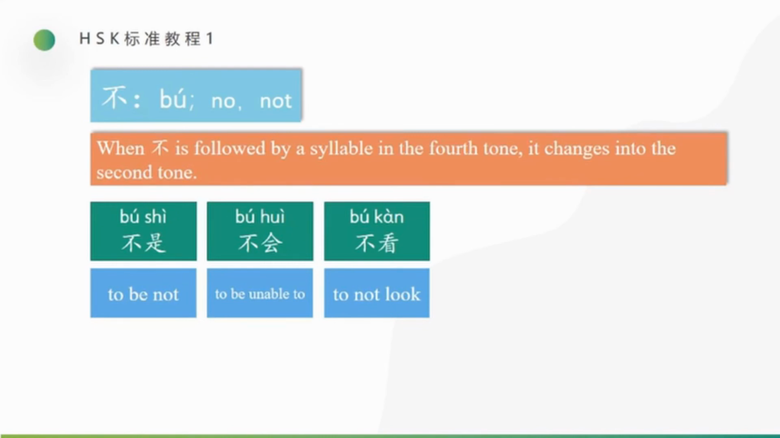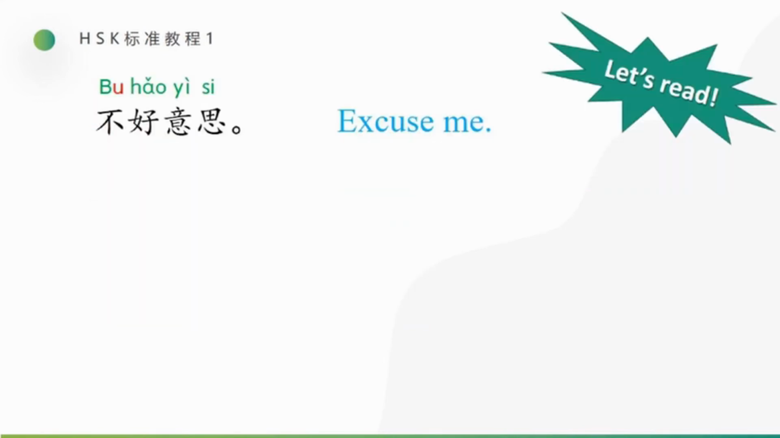While when 不 is followed by a syllable in the fourth tone, it will be changed into the second tone. 不是，不会，不看, here 是，会，看 they are fourth tone. So 不 will be changed into the second tone. 不是，不会 and 不看. Okay, this is the tone of 不. Let's have a try.